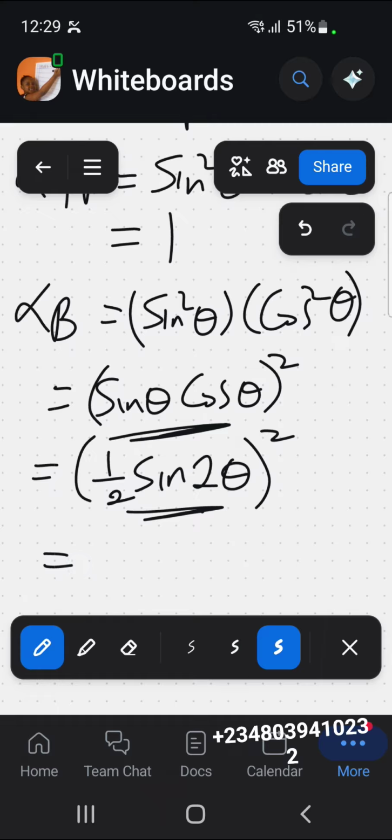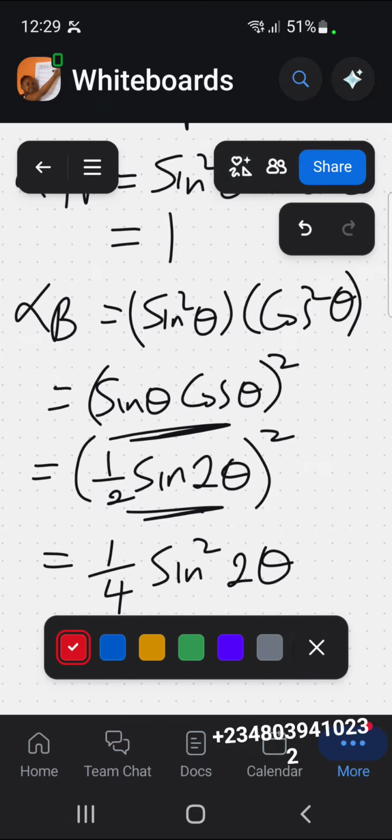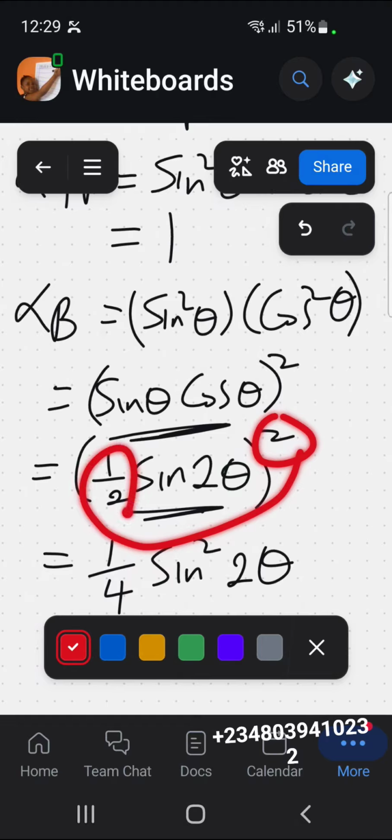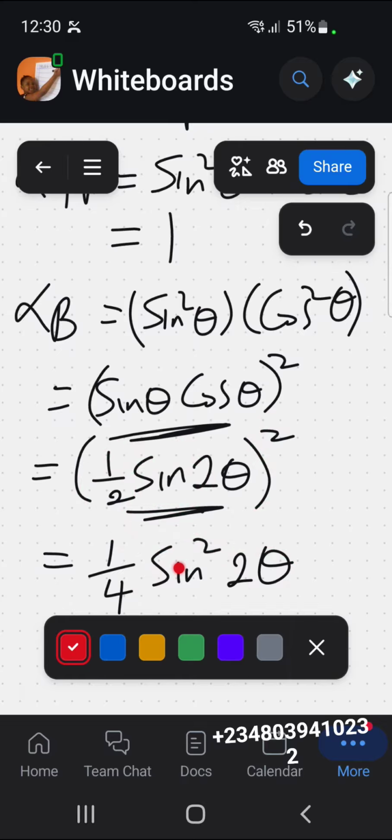So I can simplify this further as 1 over 4 sine square 2 theta. What I did here is that the square affected the half, which gives 1 over 4, and it affected the sine, which is sine square. Of course, it means sine 2 theta all squared. That's just simplification. So this is a trig identity.